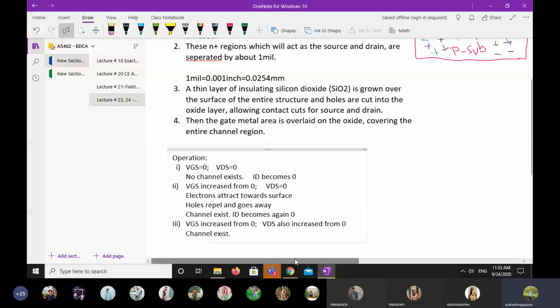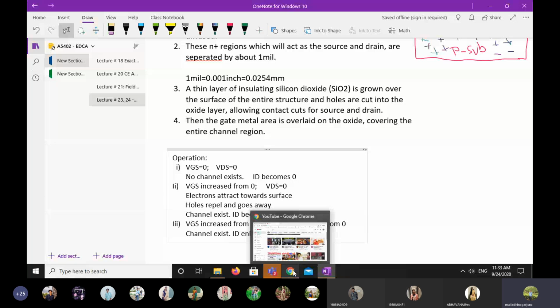Same. If the channel exists, it means the electrons are attracted towards the surface, holes repel and go away, and the channel exists. Now coming to the ID current. What about ID? Not equal to 0. So ID is enhanced by VGS and VDS. Enhance means it will increase, by VDS and VGS.